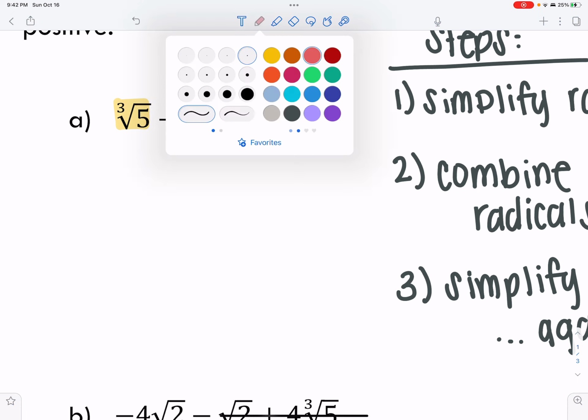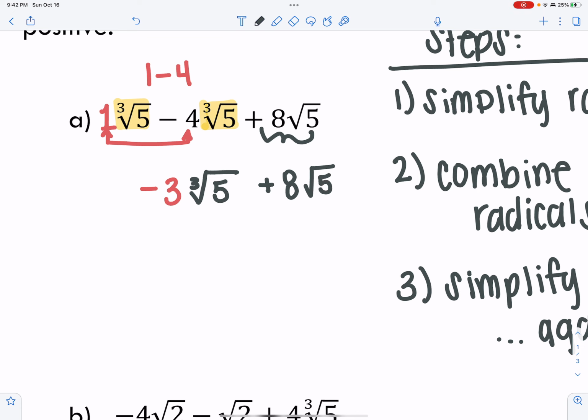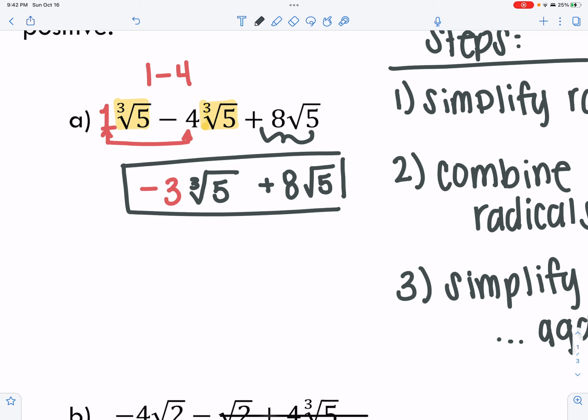And so just like we saw with x's, if I don't have a number in front, I can write a 1. So that is 1 cubed root 5 minus 4 cubed root 5. So now I can subtract these. And 1 minus 4 is going to give me a negative 3. And then keep the like term of cubed root of 5. That number has nothing to combine with, so it is just going to fall down. And then that would be my final answer. Make sure you type it in just like that.